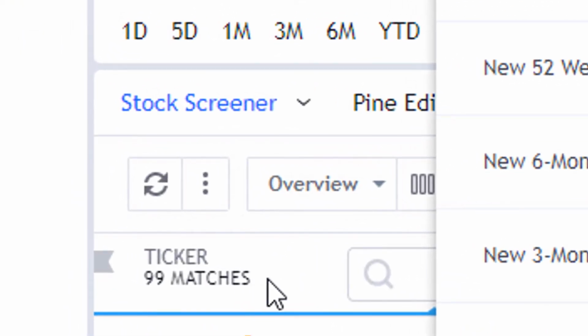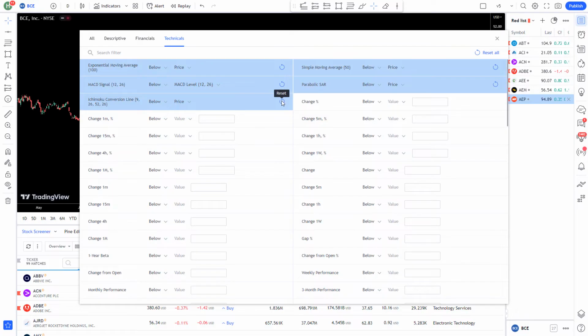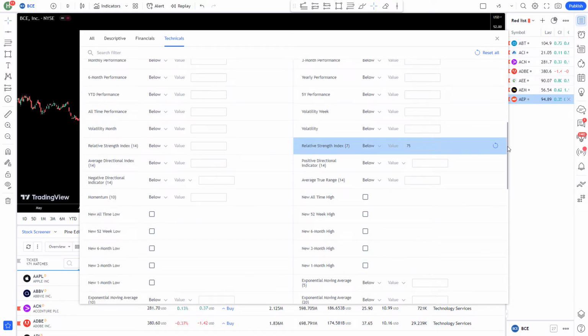We started with over 16,000 stocks, and now we're at less than 100. There are traders who only use support and resistance in price action, but you can still use a screener. Let me show you how. Let's clear the technicals and look for pattern.